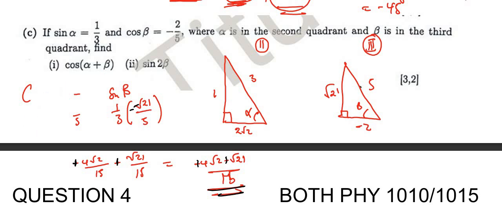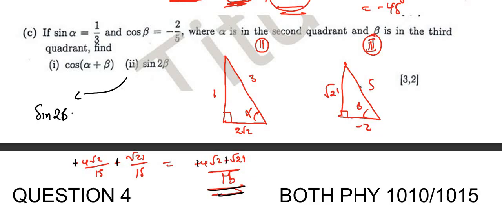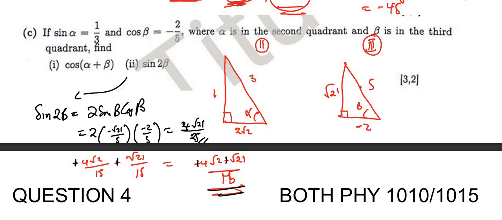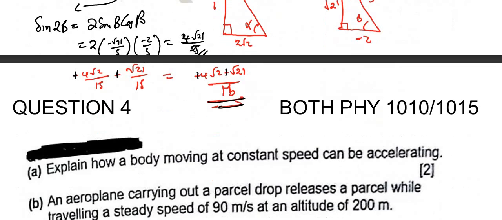For those that have not yet attempted, you can try to attempt sine 2 beta. We learned this: sine 2 beta is the same as 2 sine beta cos beta. This is just 2 times sine beta, which is opposite over hypotenuse. It's in the third quadrant, so we have to put a negative. Then cos beta is already here, negative 2 over 5. This is going to be 4 root 21 over 25. That's what you get. So these were supposed to be your answers for these two questions on trigonometric equations and identities.